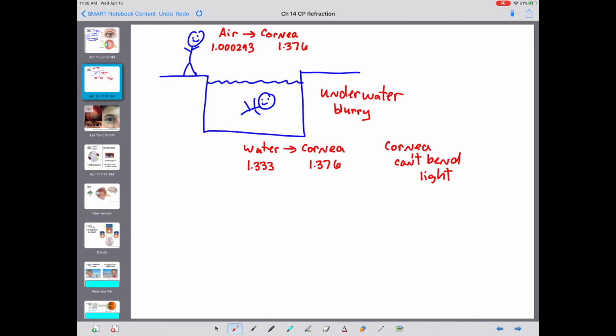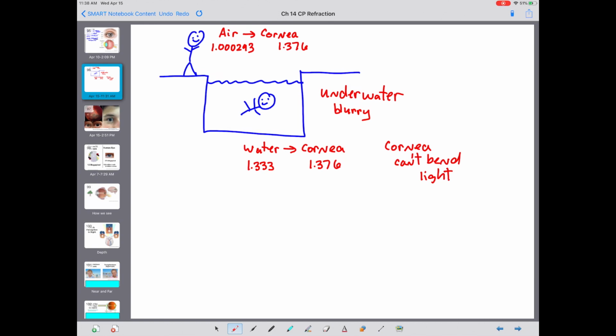So then how do you cure that problem? You put goggles on, swim goggles. And what do swim goggles do? They trap a layer of air against your eye. So then it's a plastic coating, the goggles are, and then you have a layer of air, and then your eye or your cornea. So then you have a boundary of air to cornea, and then your eye can function normally. Your cornea can refract the light.